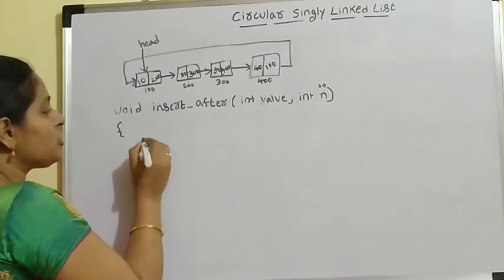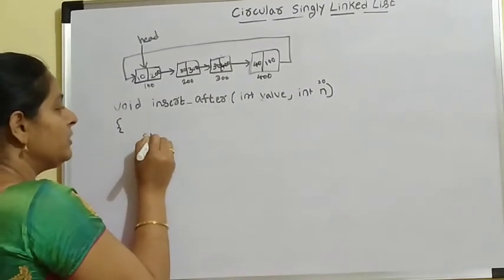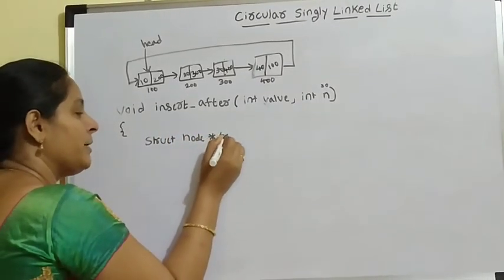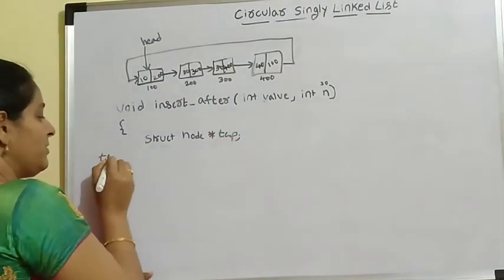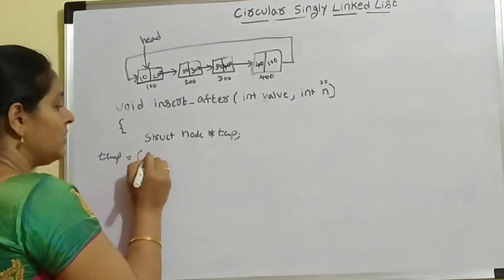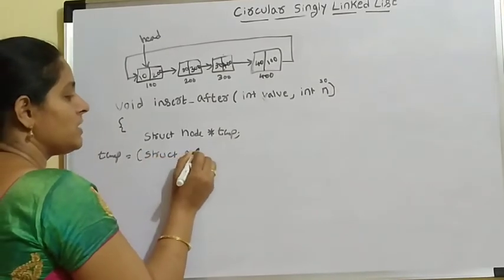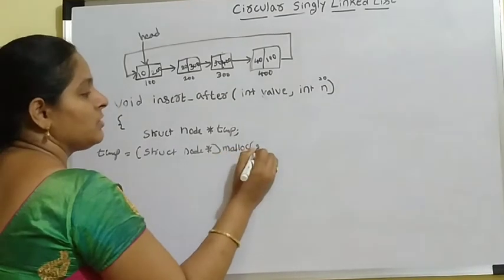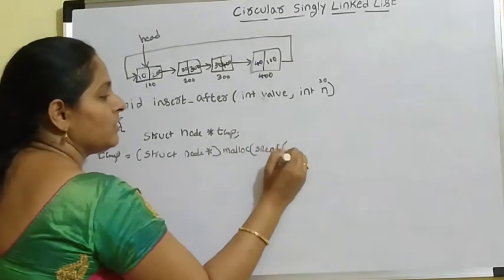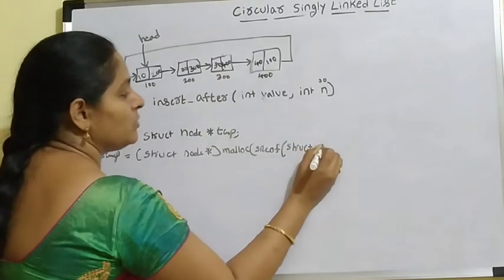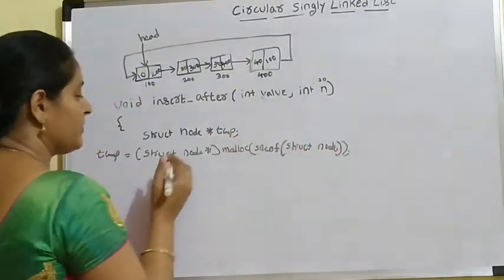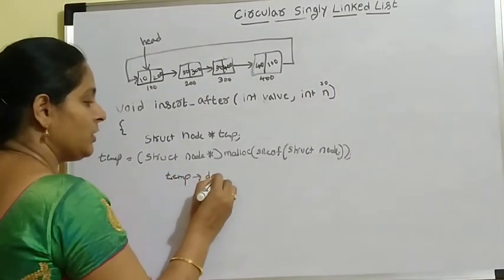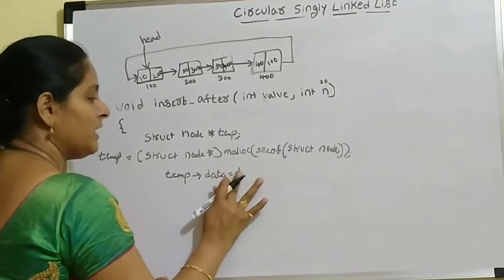Now see, first of all, whatever node I want to insert, I need to create that node. So struct node star temp, allocate the memory: temp equal to struct node star malloc size of struct node. Now store the data in the data part of the node. Temp data equal to value.